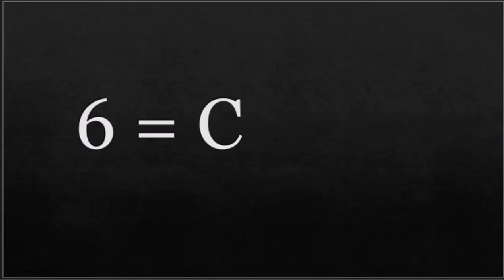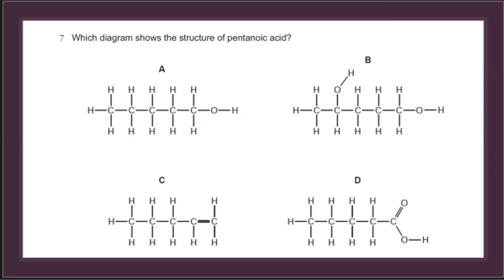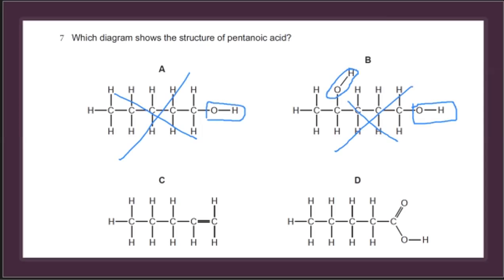All right, number 7. Which diagram shows the structure of pentanoic acid? All right, so 30 seconds, guys. Let me see what you come up with. Which diagram shows the structure of pentanoic acid? If you just have an OH group, that means you're dealing with an alcohol. So right away, we know that A is not it, and B is not it, because they just have OH groups. We're dealing with an acid, pentanoic acid.